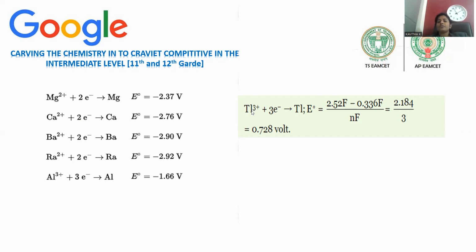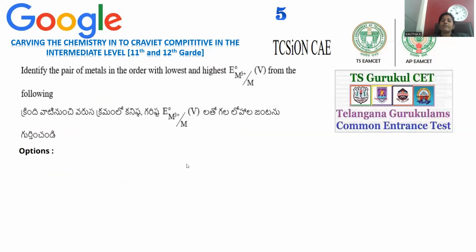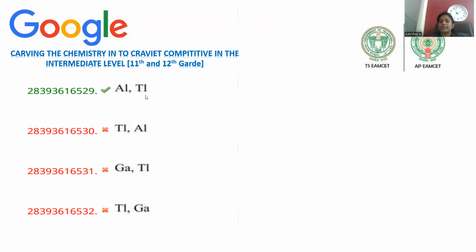And if you observe thallium +3, by accepting 3 electrons, it is converted into thallium metal. Its reduction potential value is 0.728 volts. This is the highest value. Lowest is aluminium, highest is thallium, 0.728, which was given in option number 1. For question number 5, option number 1 will be the correct answer.